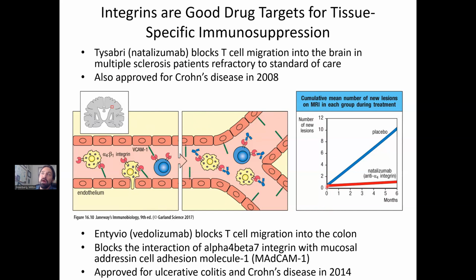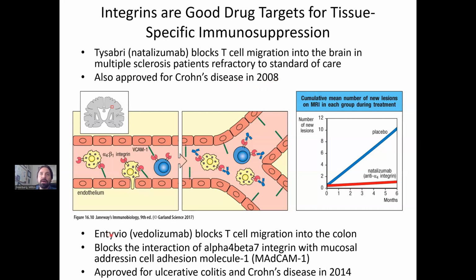If you look at an untreated patient with multiple sclerosis, they're getting more and more immune cells into their brain, and more and more lesions identified by MRI, a diagnostic technique used in this disease. This just goes up and up as the disease progresses. But with natalizumab, an anti-alpha-4 integrin therapy, the disease is essentially stopped. For the majority of patients, the disease does not get any worse. This was a breakthrough therapy that really changed the lives of multiple sclerosis patients, particularly those that were refractory to the standards of care. It was also approved for Crohn's disease in 2008.